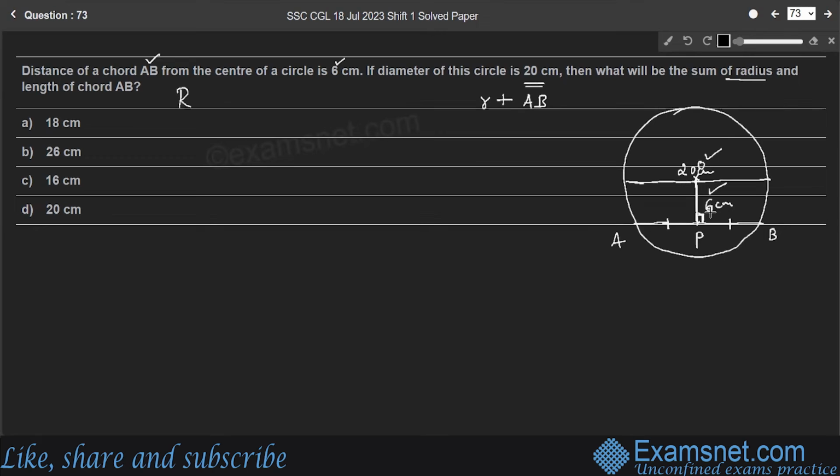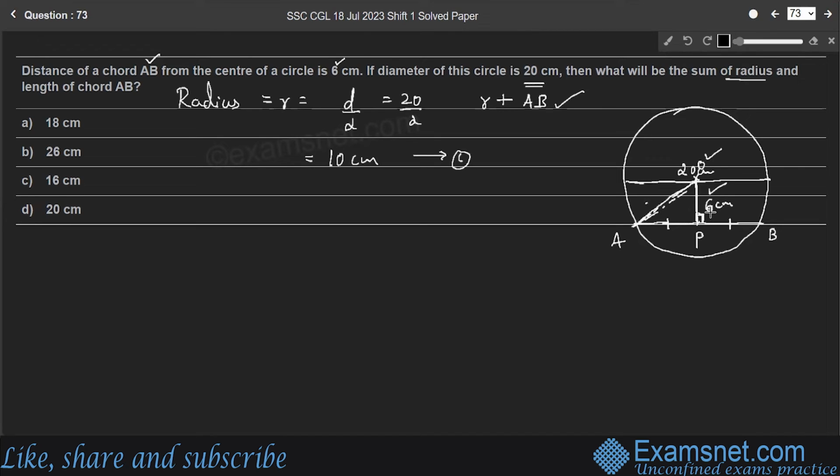So radius, first consider the radius, R is equal to D by 2. So diameter is given 20 by 2, is 10 centimeter, which is the radius of the circle. Next is to find the length of the chord. For that, let us join O and A, or O and B, both are the same, right?